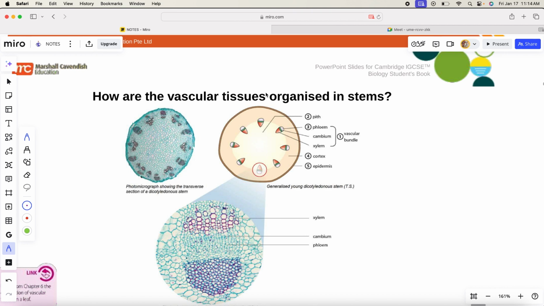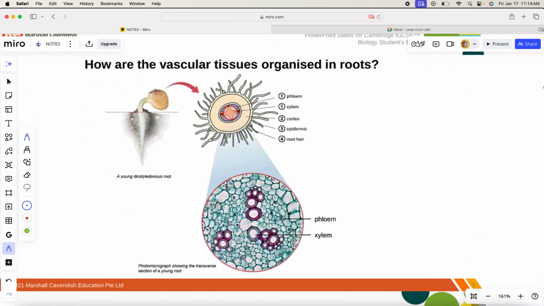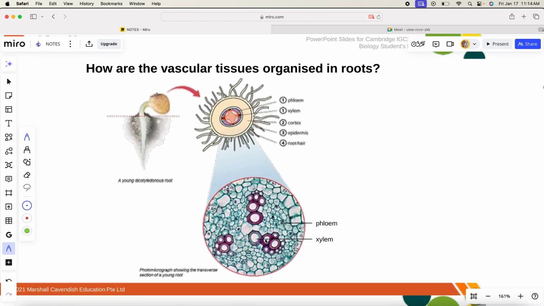So this is the cross section, or the transverse section, of the dicotyledon plant. This is the picture, and this is the biological diagram. Is that okay? Now let's move to the next one. Now let's go to how vascular tissues are organized in the root.